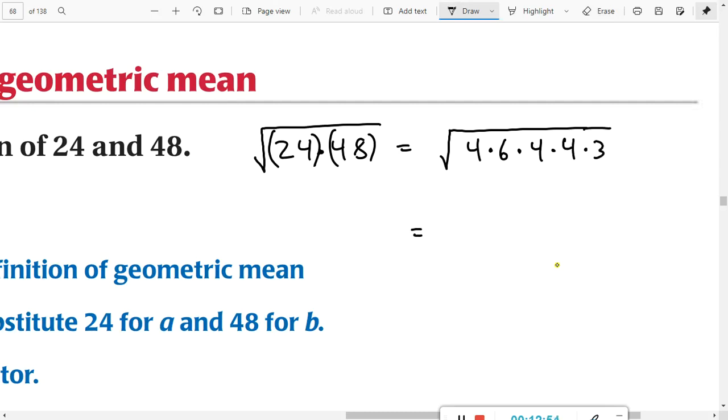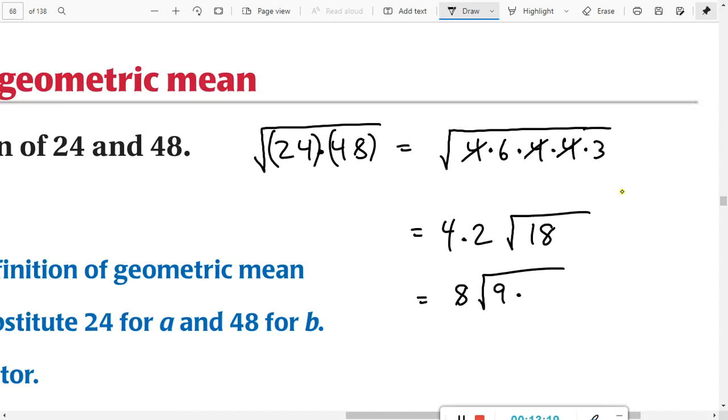So let's see. Square root of 4 times 4 is just 4, so I pull it outside. And the square root of 4 is just 2, and I'm left with 6 times 3 underneath. So 4 times 2 is 8. I know that 18 is the same as 9 times 2, and the square root of 9 is just 3. So I pull that outside, and I'm left with the square root of 2. So that's going to be 24 radical 2.